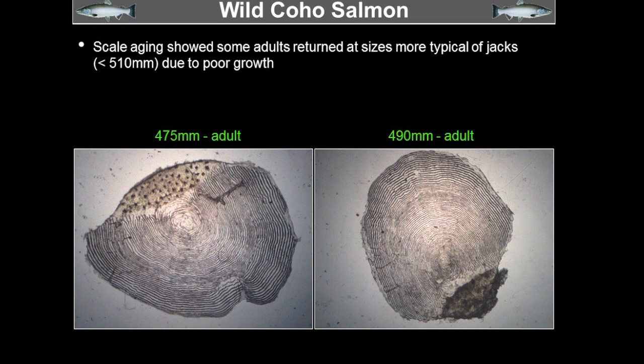Additionally, scale aging showed some adults returned to sizes more typical of jacks, further evidence of poor growth in the ocean.